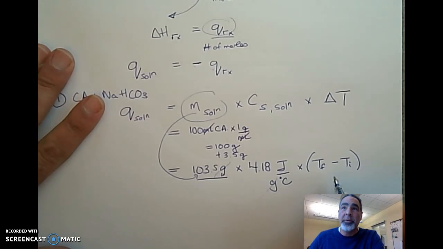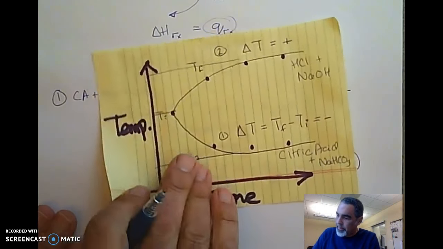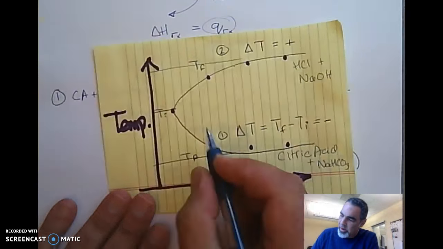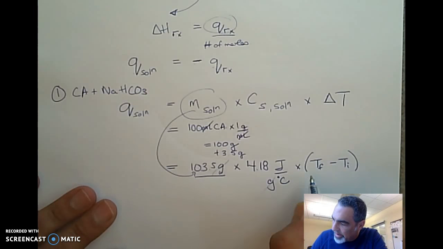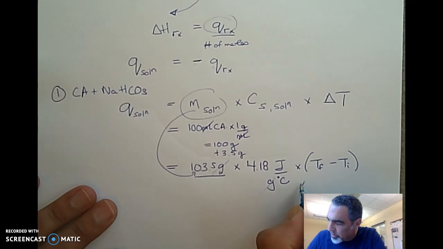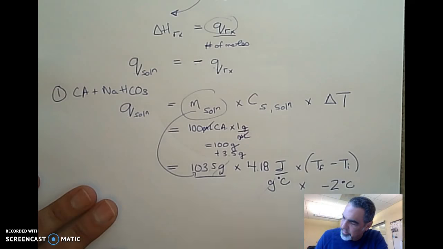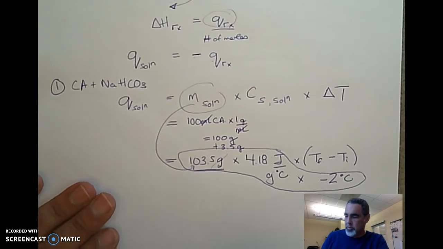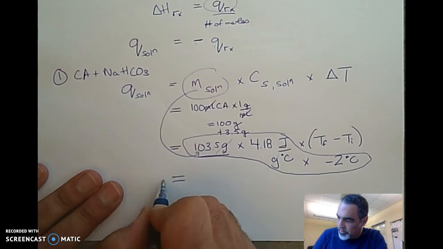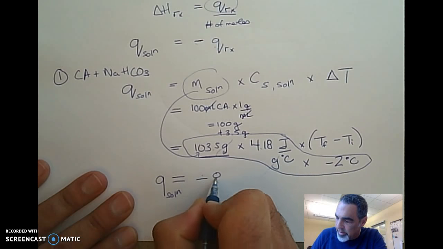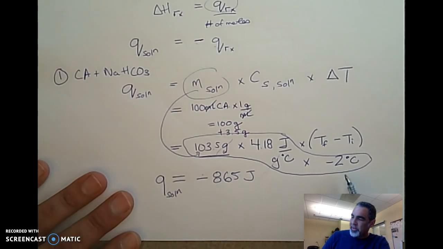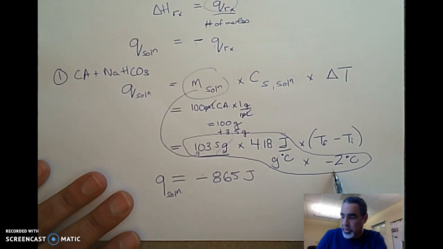I'm going to just make up a value and say that delta T was negative 2 degrees Celsius. Your value will be around that. So I'm going to call that my delta T, negative 2 degrees Celsius. Here we have the equation with all the values. If I did my calculations right, Q solution in my little instance here will come out to negative 865 joules. Why the negative sign? Because that delta T was driving that negative component of it.